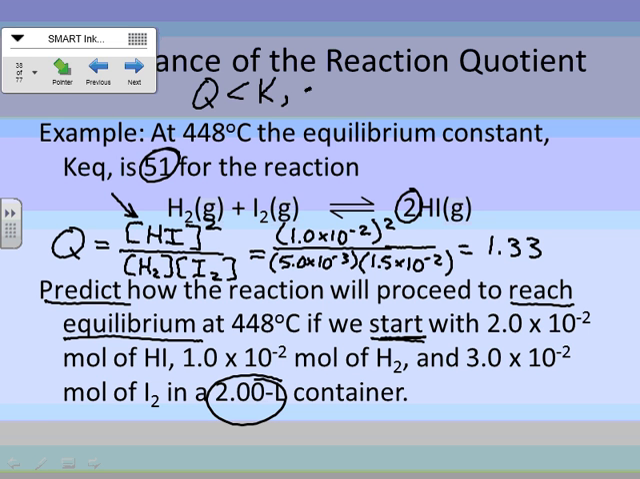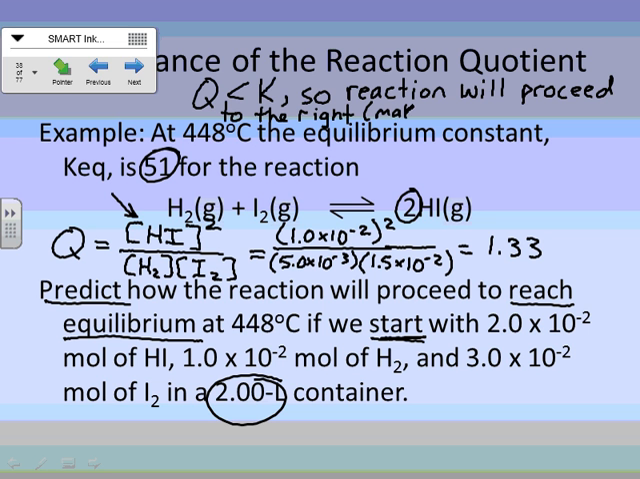So, since Q is less than K, the reaction is going to, how are they asking this exactly? How the reaction will proceed? Will proceed to the right, or it will make more of the product. Okay, does that make sense?